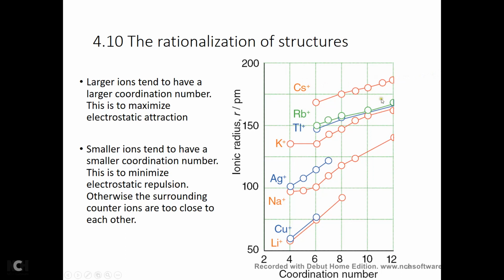So again, over here, we try to maximize the attraction between opposite ions. Over here, we try to minimize the electrostatic repulsion between the counter ions that surround this lithium plus or copper plus.